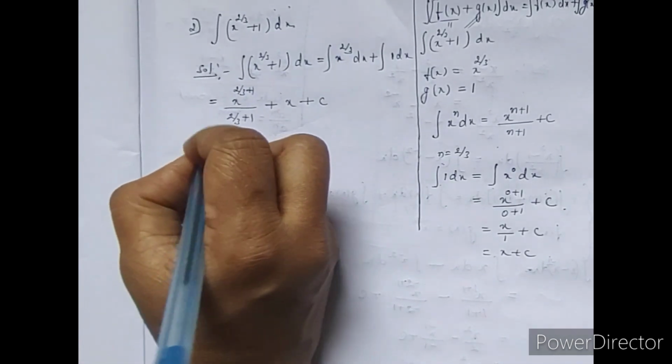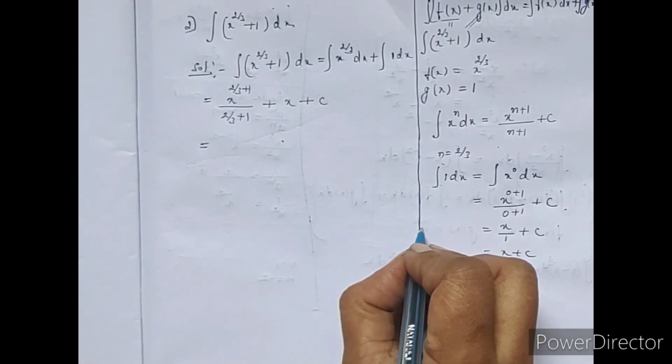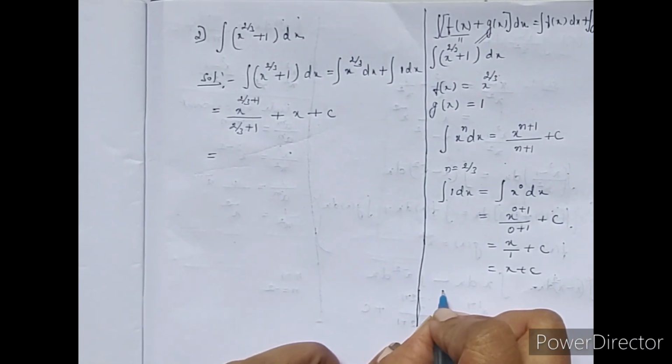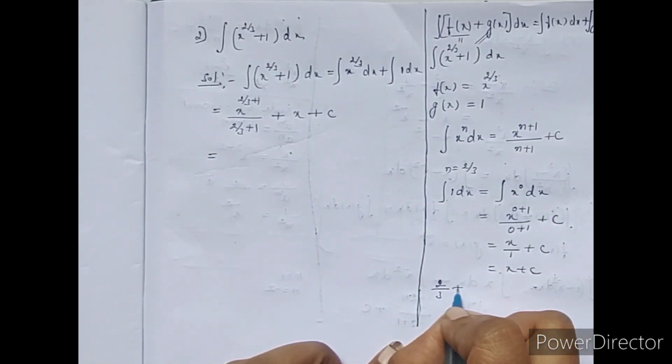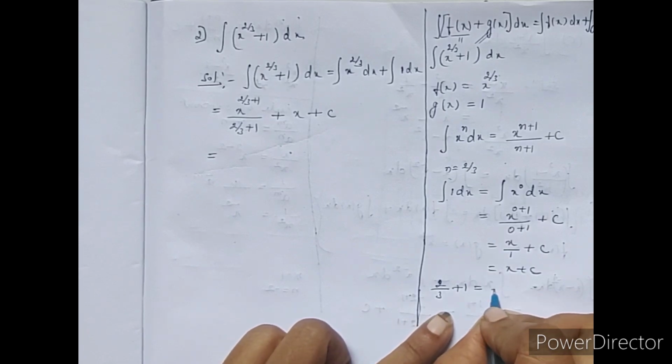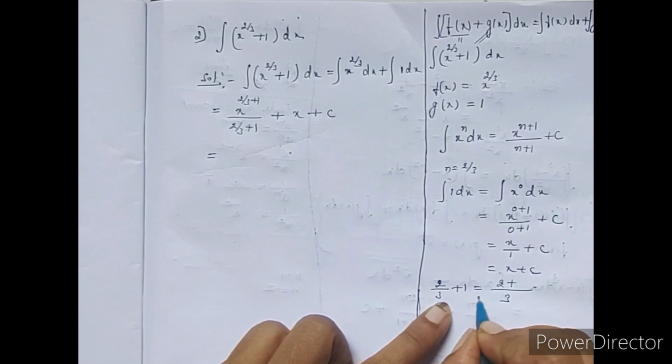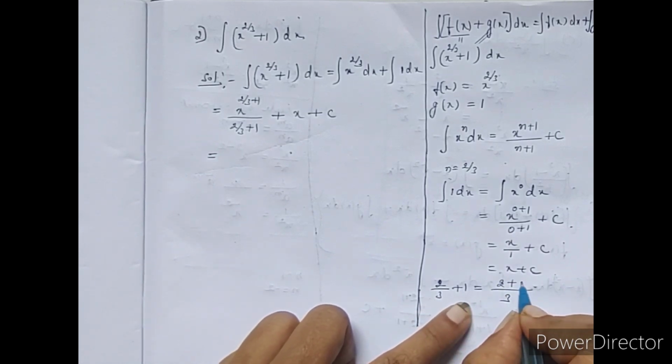So that is equal to, now you simplify 2 by 3 plus 1. If you take the common denominator, the common denominator will be 3. So 3 ones are 3, 2 ones are 2, plus 1 threes are 3.